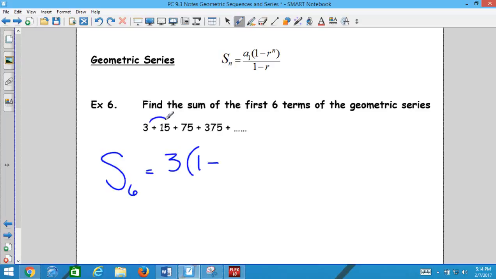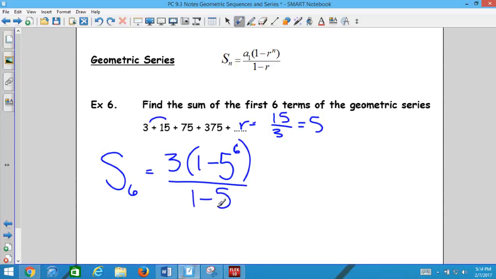So to find my rate, I just need to take my second term over my first term, and my rate is 5. So 5 to the, and then we are doing 6 terms. I'm going to divide that by 1 minus my rate, which is 5. All right, I'm going to just type that in my calculator at this point, and I should get 11,718.